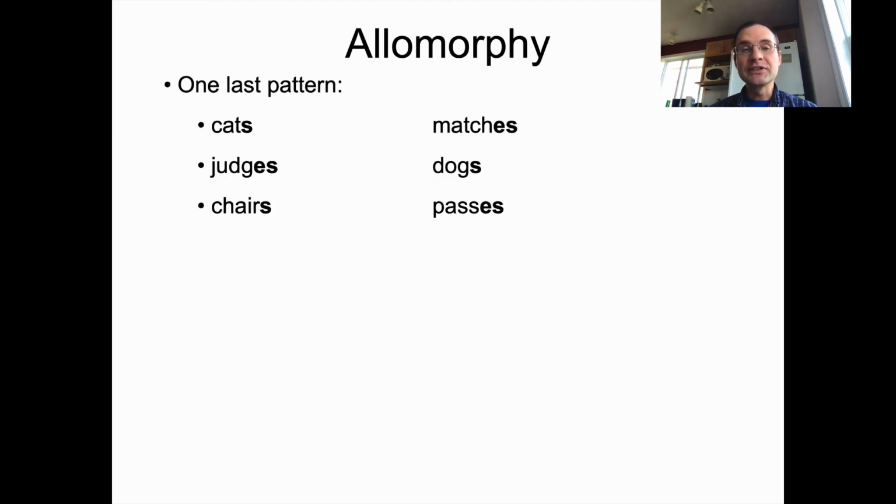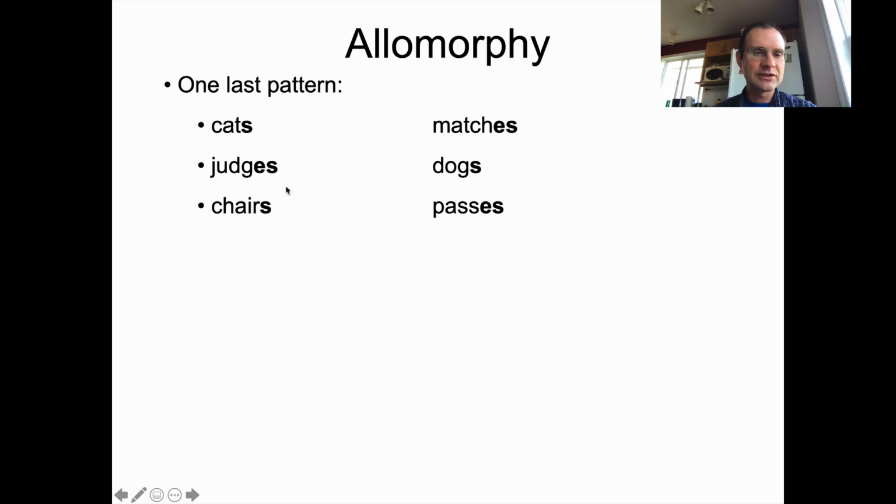Here's another one that's pretty similar. Cats, judges, chairs, matches, dogs, passes. So these are forming the plural forms of these various nouns. Cats, judges, chairs, matches, dogs, passes, so on and so forth.